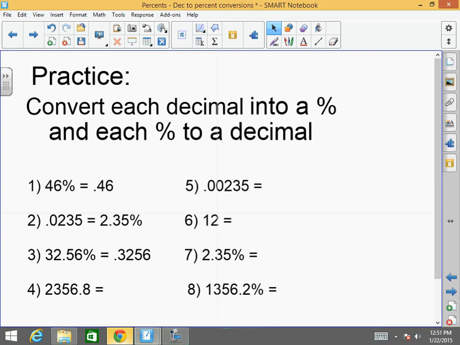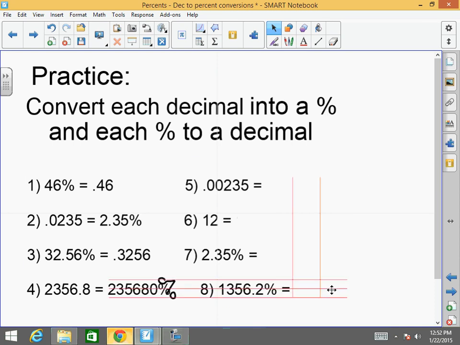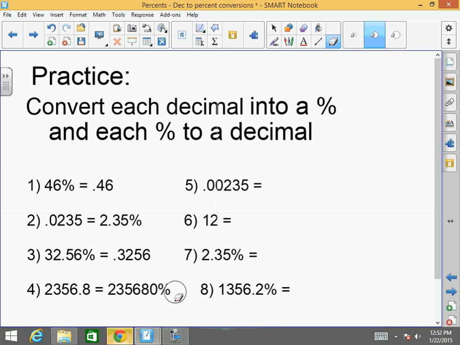Very good, my brother. 235,680. Oh, but I messed up. There should be a percent there. My bad. Sorry, no excuse. Hold on, let me just add this in nicely. That's my mistake. Sorry about that, y'all. No excuses. Okay, next, my brothers.